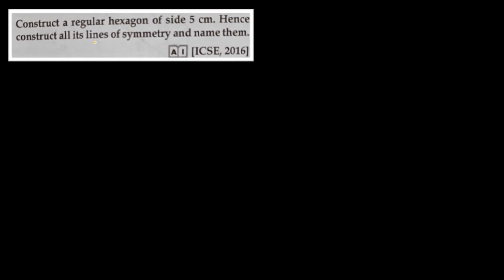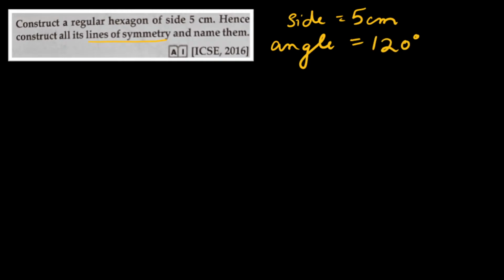In the next question, we have to draw lines of symmetry. No doubts. So we have to draw a hexagon, and for the hexagon we have to draw lines of symmetry. See, the hexagon side is 5 centimeter here. So each of the sides should be 5 centimeter now, and the angle will be the same. The angle is always 120 degrees. Each angle of a regular hexagon is 120 degrees. And here you can see the word regular hexagon.